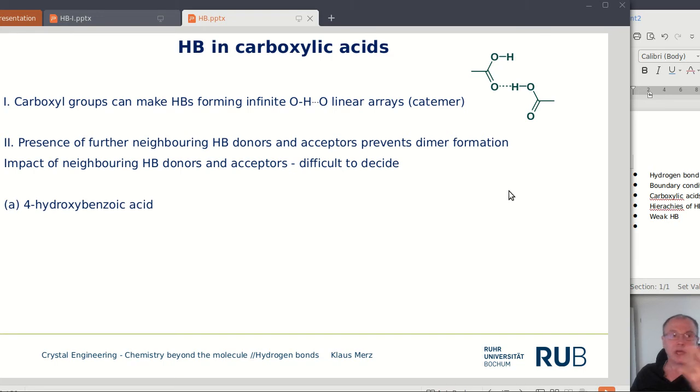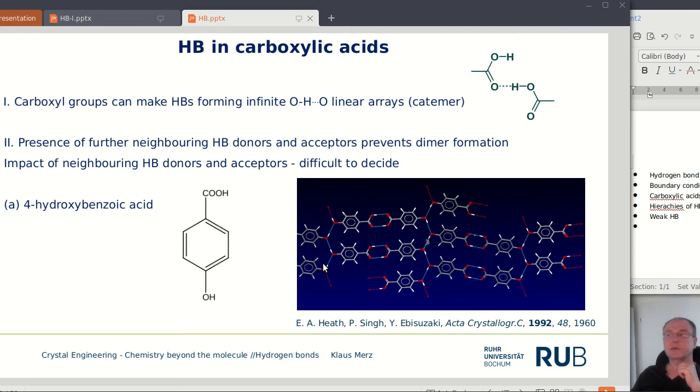The question is always which hydrogen bond is formed. I will show you an example, looking at 4-hydroxybenzoic acid. Okay. Which hydrogen bond could be formed? First question. And the second question is which hydrogen bond is formed? We have two interesting units here, carboxylic acid on one side and the hydroxy group on the other side. This is a crystal structure. We see here the dimer is formed and the linear arrays of hydroxy chains are formed.